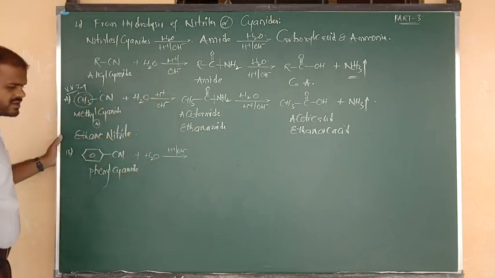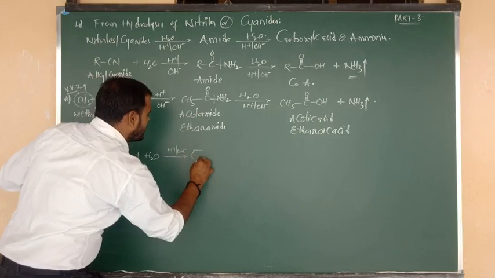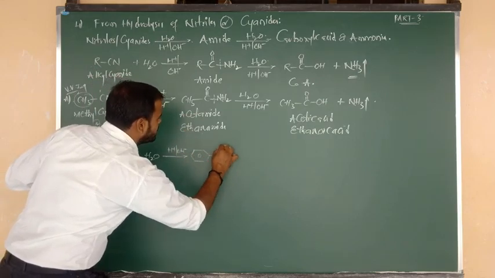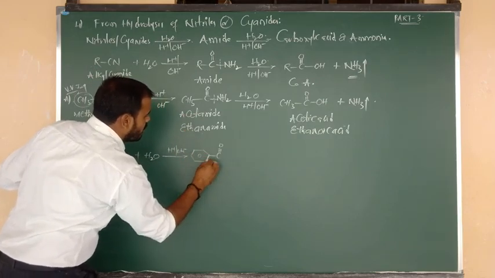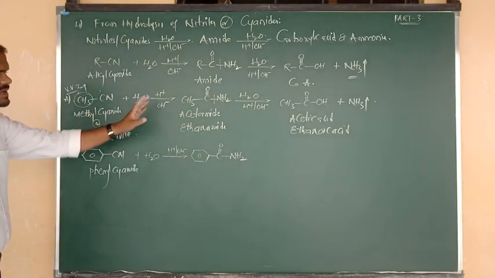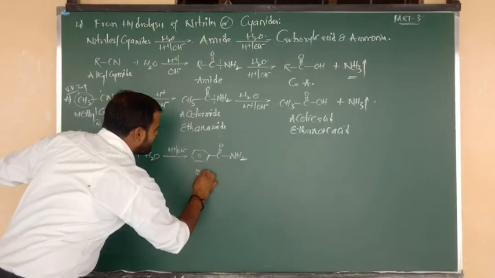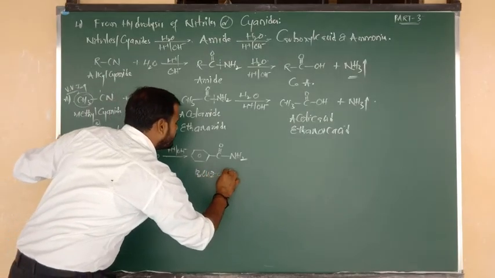CH3CN changes into acetamide, and phenyl cyanide changes into what, Nana? Same, in place of CH3 we have to write what? Benzene. Benzene bonded to what is the compound? Benzene bonded to C double bond O and NH2. Methyl cyanide gives acetamide. Phenyl cyanide gives benzene plus amide, which means we have to say benzamide.